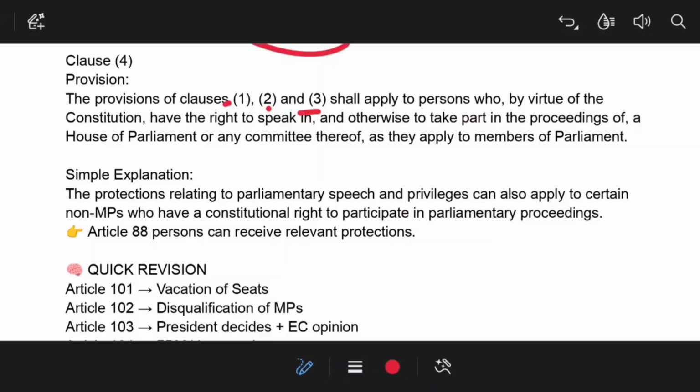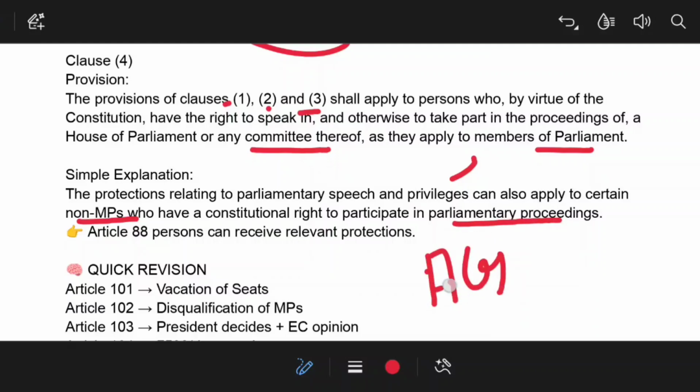Clear? Clause 4. The provisions of clauses 1, 2, 3 shall be applied to persons who, by virtue of the Constitution, have the right to speak in or otherwise to take part in the proceedings of a House of Parliament or a committee thereof, as they apply to the members of Parliament. That simple meaning is that the protection relating to parliamentary speech or the parliamentary privileges can also apply to certain non-MPs who have a constitutional right to participate in the parliamentary proceedings. That simply means the AG, Attorney General of India.